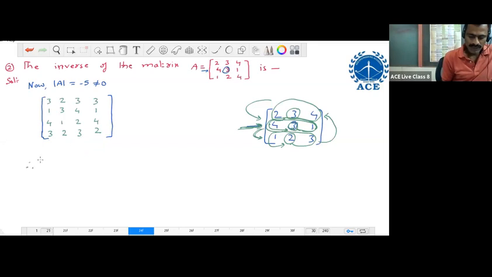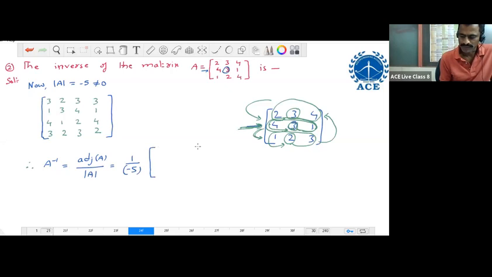Therefore, A inverse equal to adjoint of A by determinant of A equal to 1 by determinant of A is minus 5 into 3 by 3 matrix adjoint matrix. We write the elements of this 3 by 3 matrix. For this 3 by 3 matrix, we require 3 rows and 3 columns.